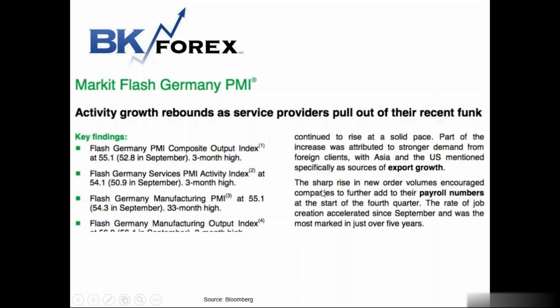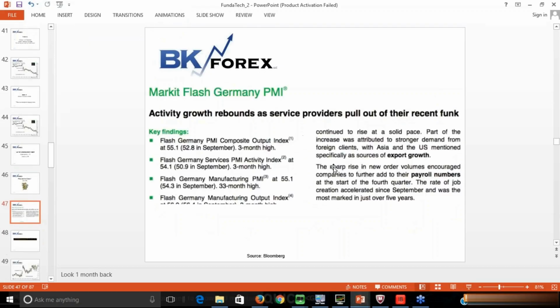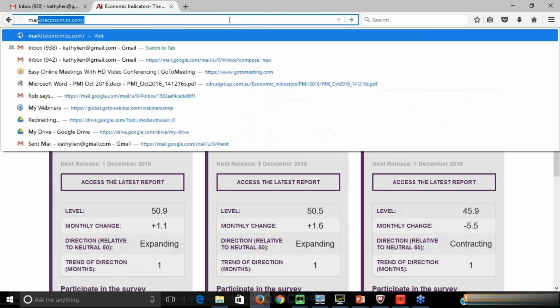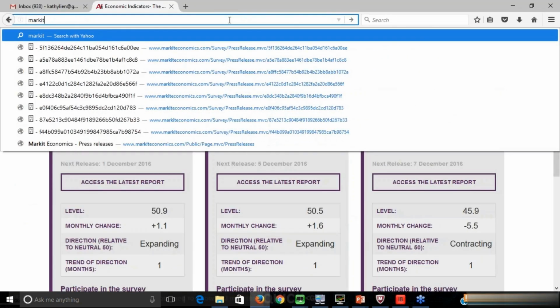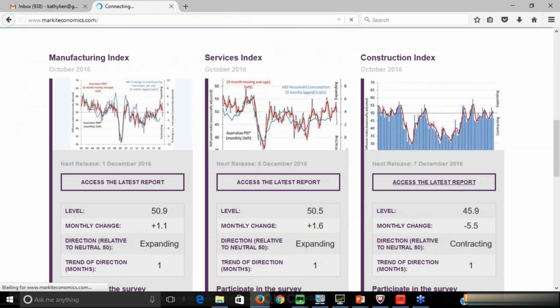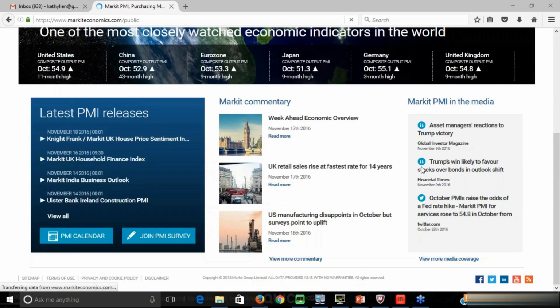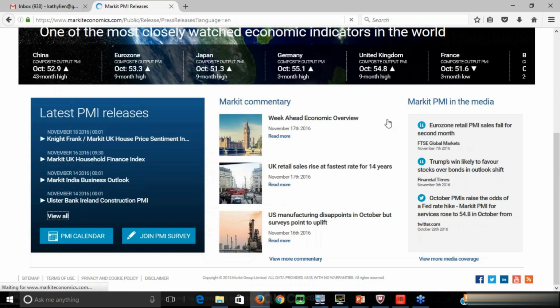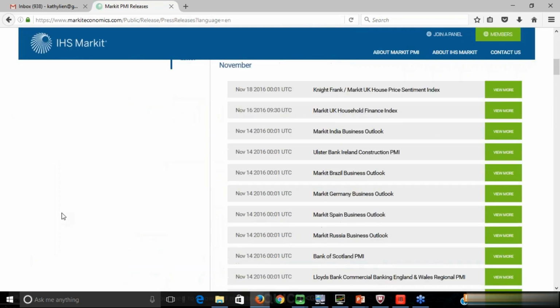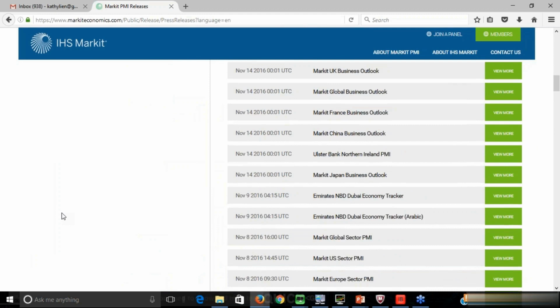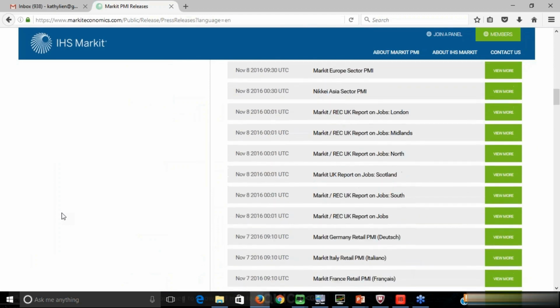How do you get this report? It requires a little work because you actually have to dig these things up. But in my cheat sheet, I include the information. But you just Google, once again, Market Economics. It's just marketeconomics.com. I have a direct link, but they basically provide all their PMIs here. So just view all and just look for German flash PMI.